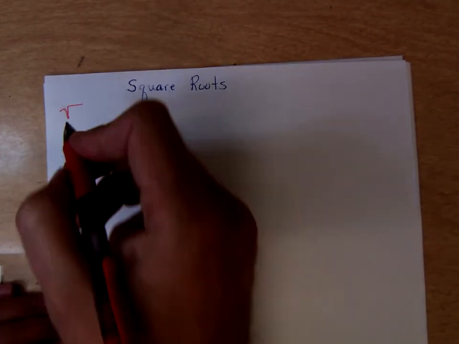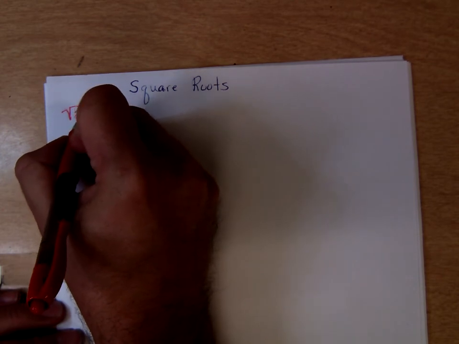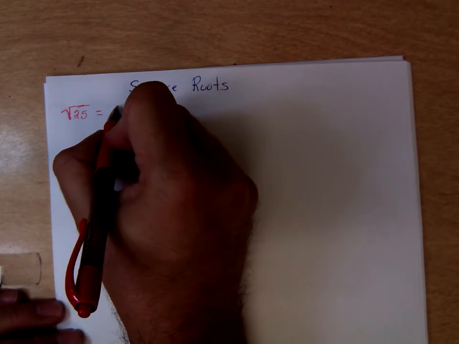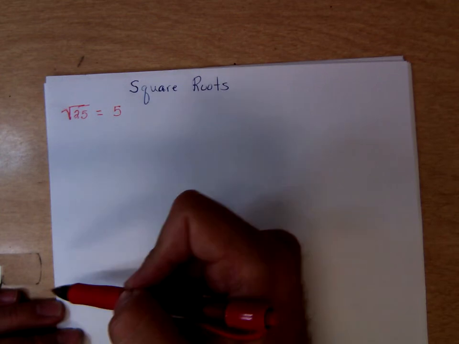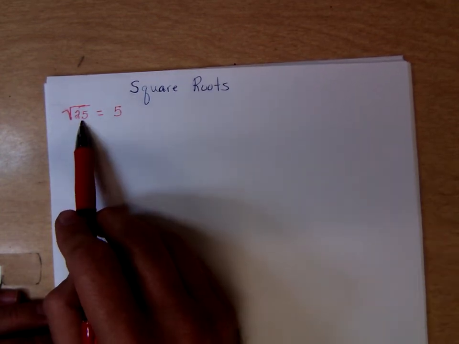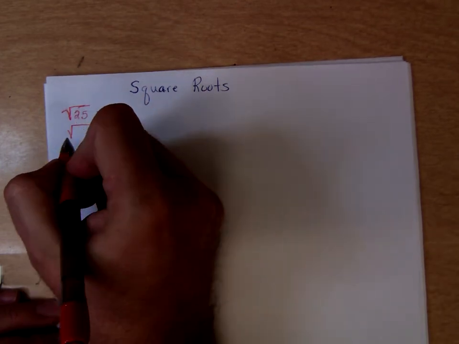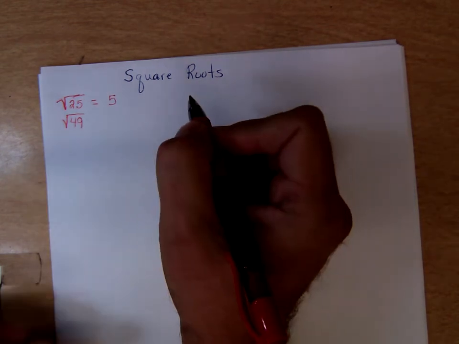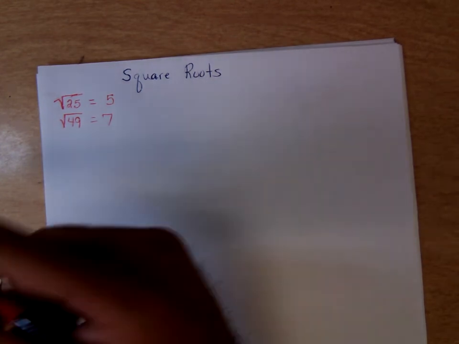Let's suppose we have the square root of 25. Well, the square root of 25 is 5. Why? Because 5 times 5 is 25. It's what number can you square and get the number under the square root symbol. For instance, if we had something like the square root of 49, we'd say the square root of 49 is 7.